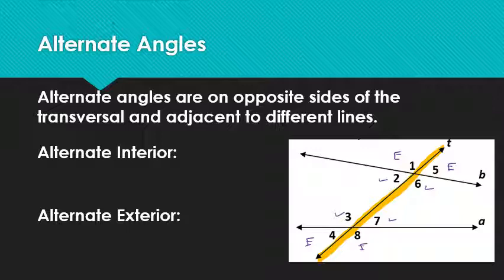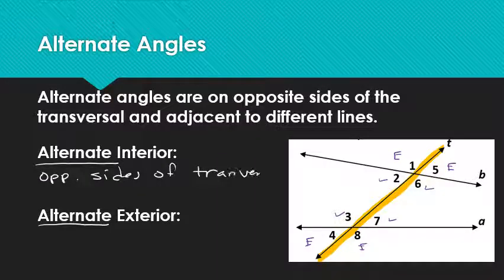When you look over at the words alternate interior and alternate exterior, the word alternate means they are on opposite sides of the transversal. So when we think about alternate interior angles, they are on opposite sides of the transversal. They are interior and they are at different intersections.